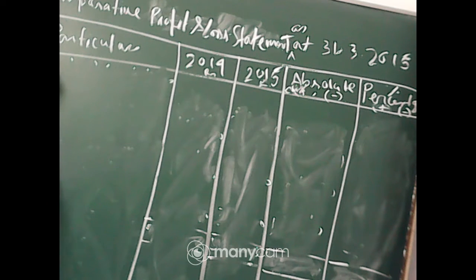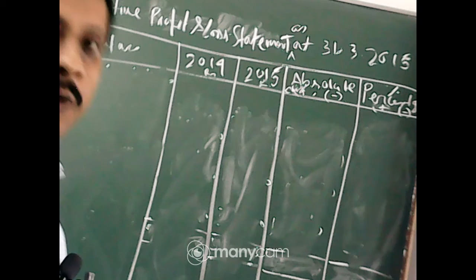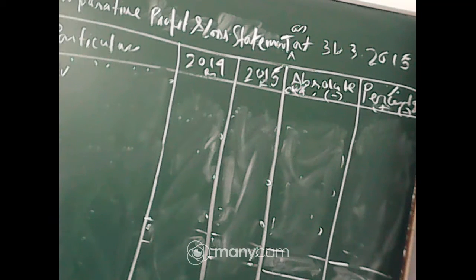In case of a company, the first figure actually given in the company's profit and loss statement is revenue from operation. Okay, you just go and see the video, what the statement looks like.